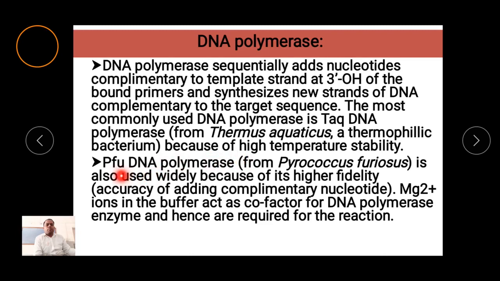Another polymerase, Pfu, which is DNA polymerase from Pyrococcus furiosus, is also widely used. The problem is that Taq DNA polymerase has no proofreading activity, but Pfu polymerase has proofreading activity and high fidelity. Therefore, this is used in recent cases of PCR. Mg2+ ions in the buffer also act as a cofactor for the DNA polymerase, hence their addition is important.